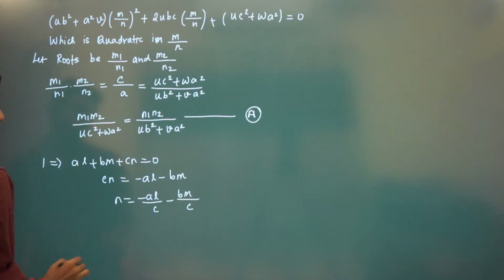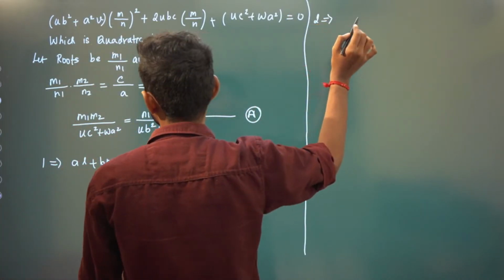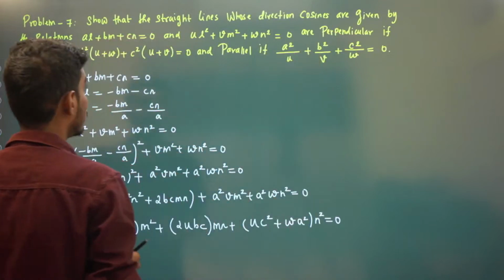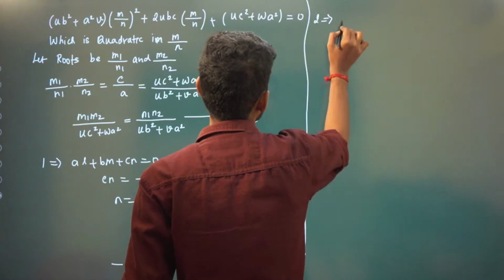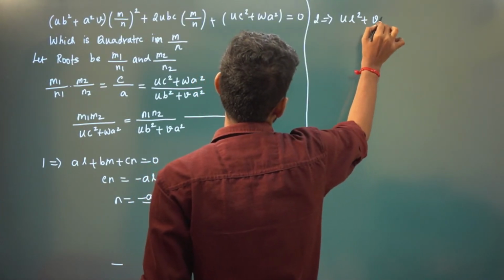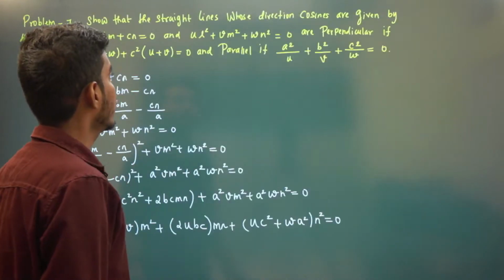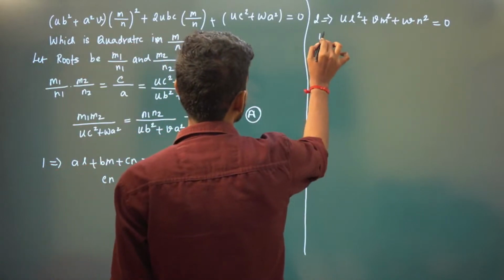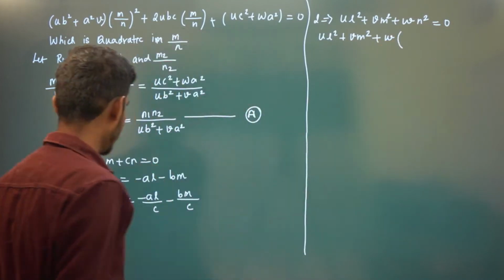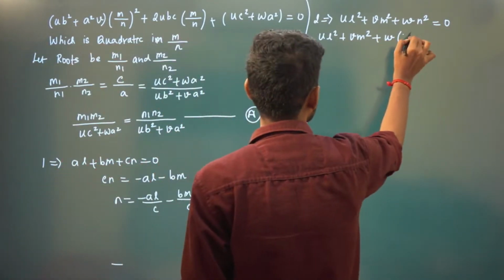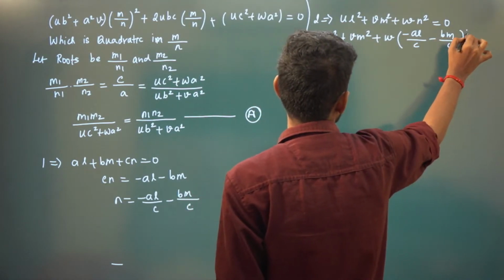So from 2 we have, what is 2? 2 is u l square plus b m square plus w n square is 0, right? So u l square plus b m square plus w times n square. So n square will be minus al by c minus bm by c whole square is equal to 0.